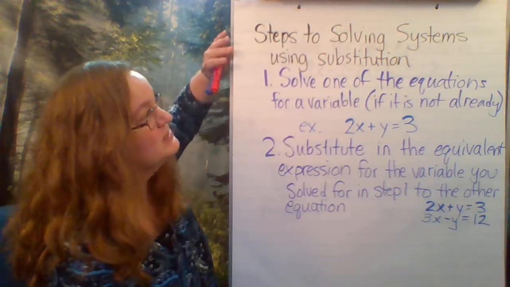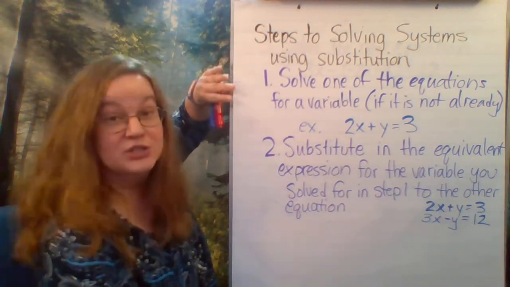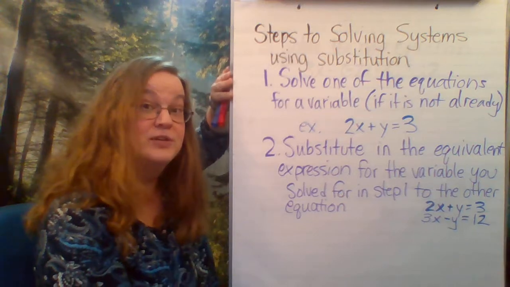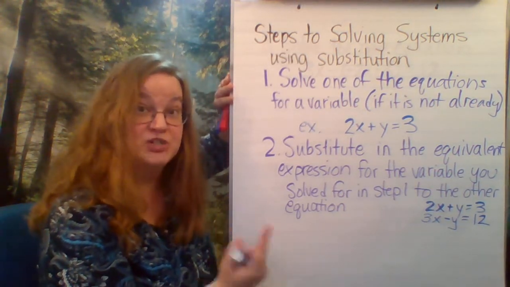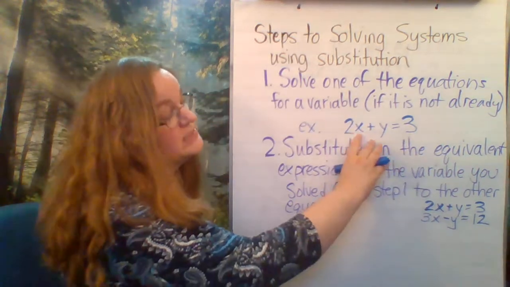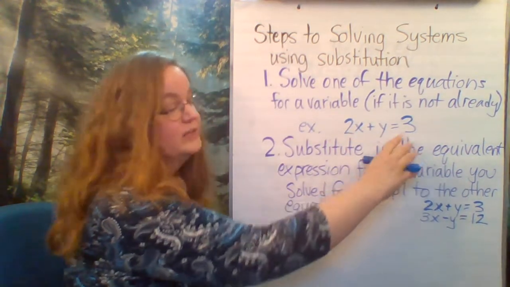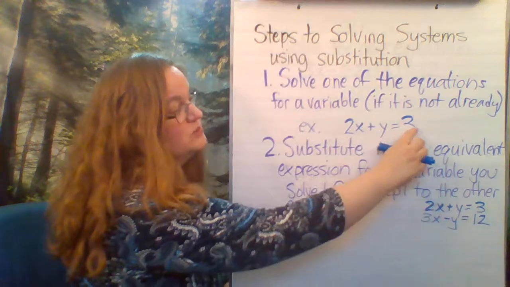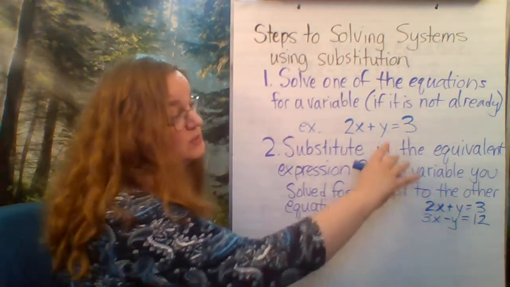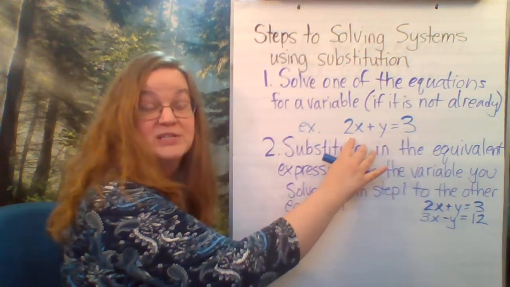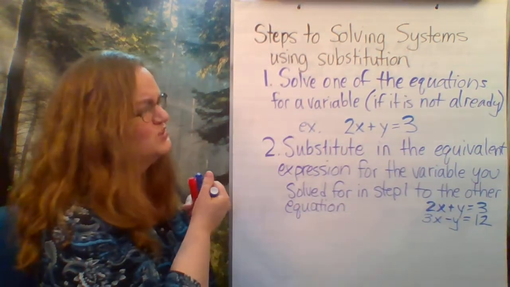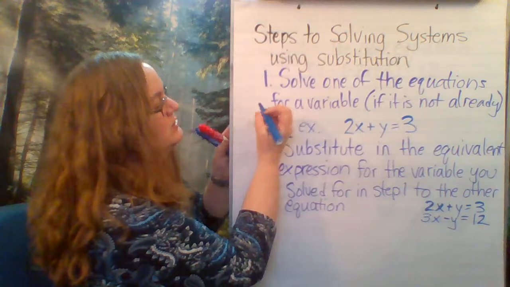All right, so steps to solving systems using substitution. The first step is you have to make sure that one of your equations is solved for just one variable. For instance, this is not solved for a variable right now. You have 2x plus y equals 3. Since the coefficient of y is 1, I would probably solve for y, which means I have to get rid of 2x. In other words, I'm making it into slope-intercept form.